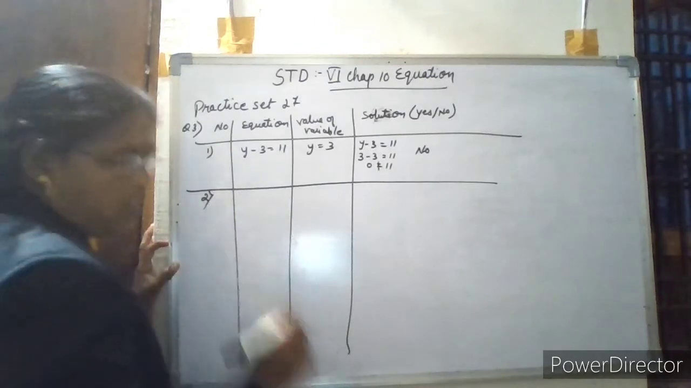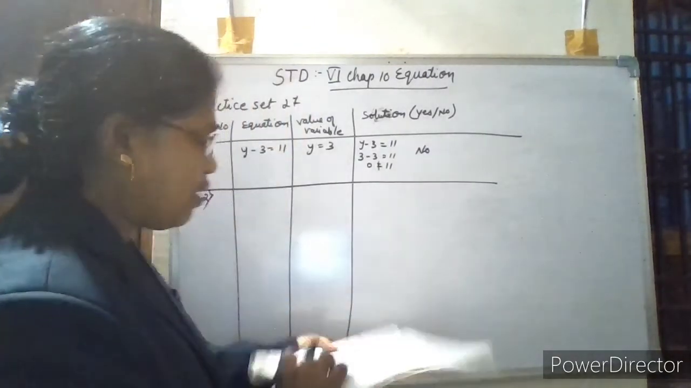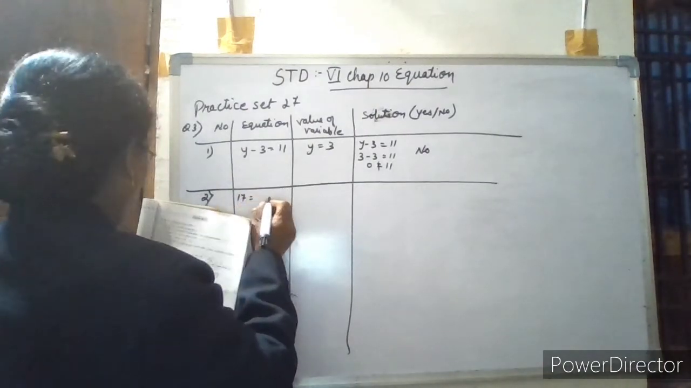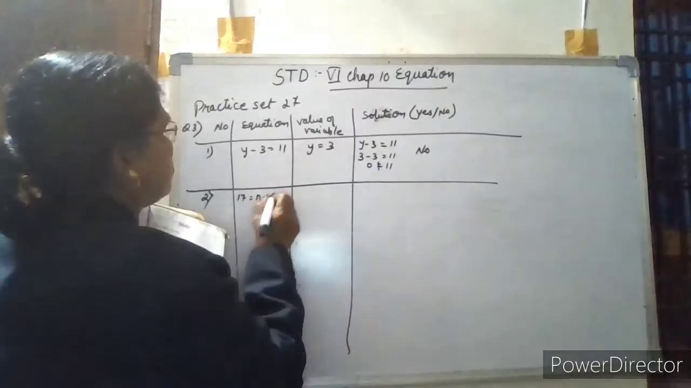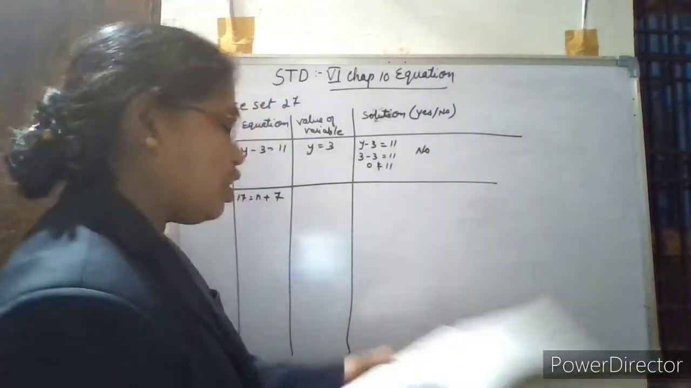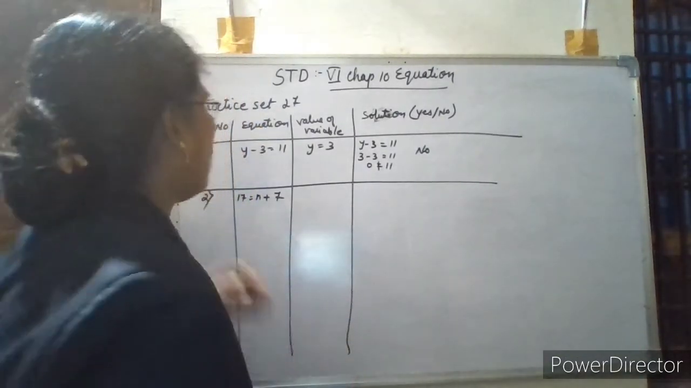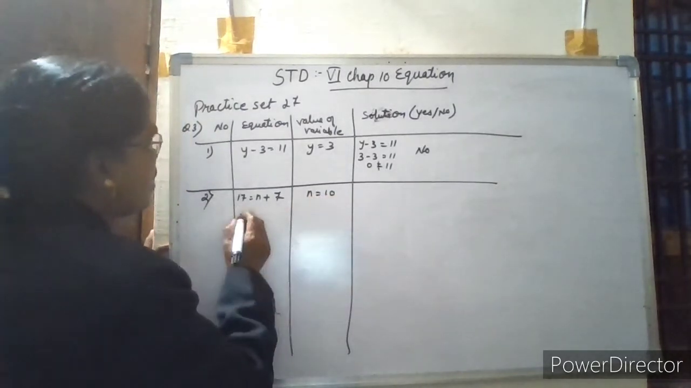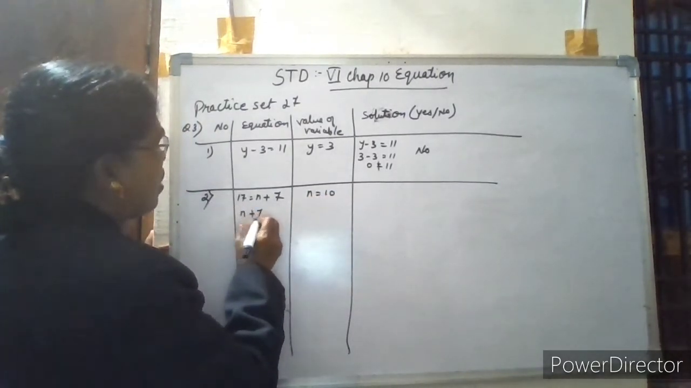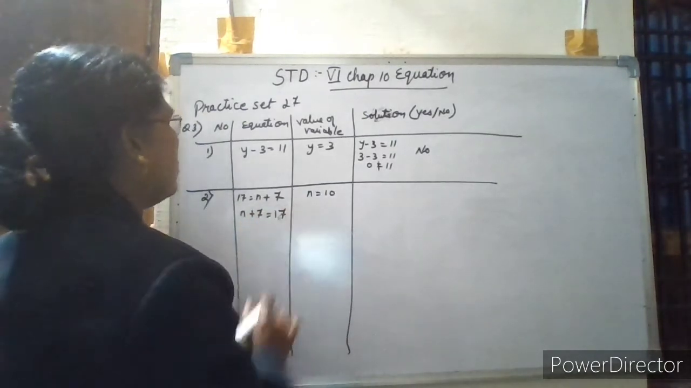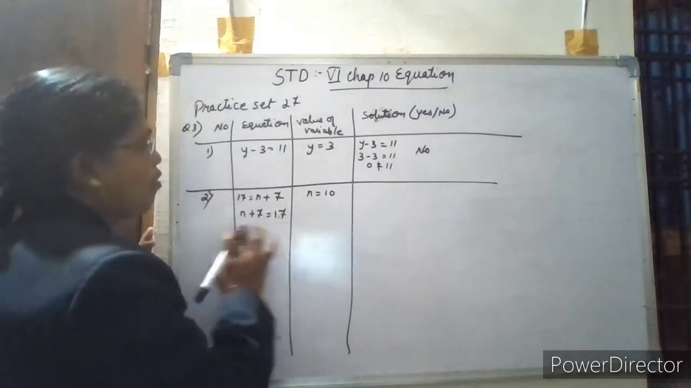Second question. It is given: 17 is equal to n plus 7. This is given in this form. The equation can be changed. The value of the variable n is given as 10. So we can also write this as n plus 7 is equal to 17, in this form also. You have learned this form, so write in this form.